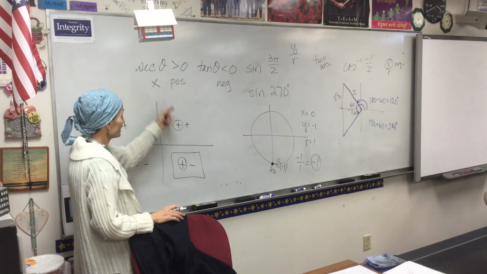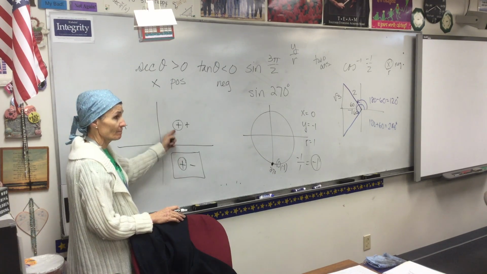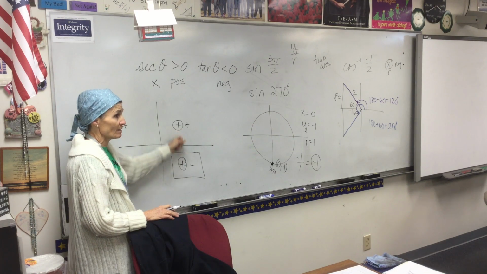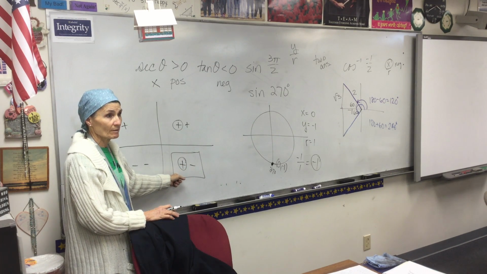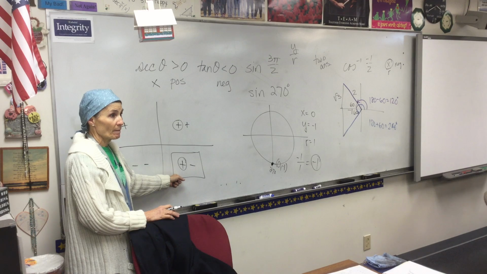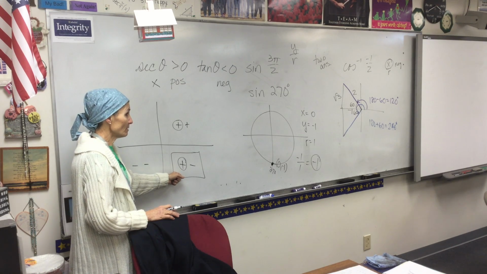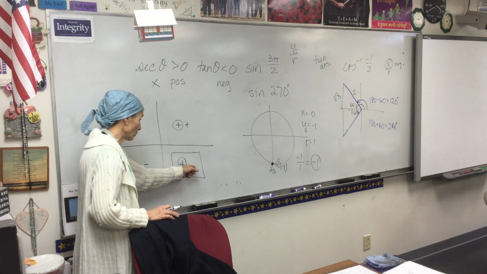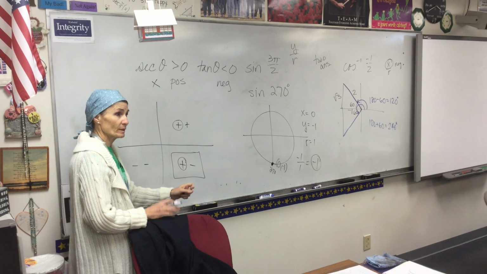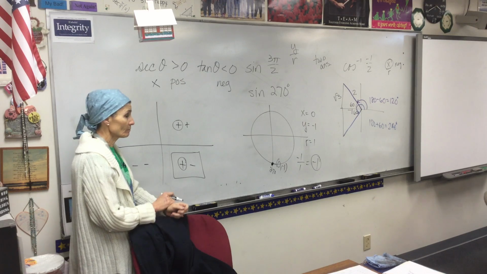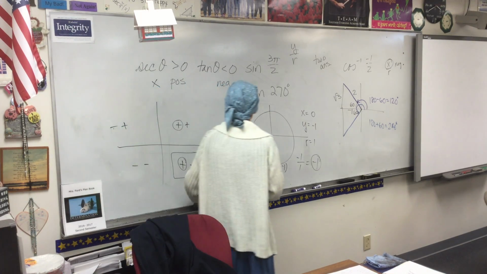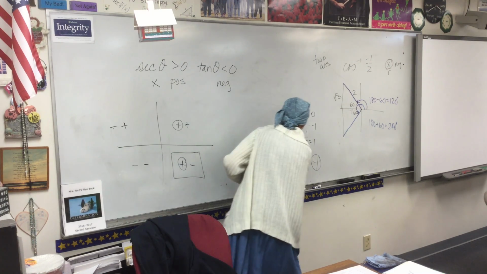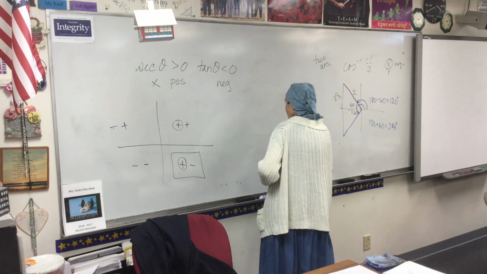Because if X is positive, I'm here or here. If something, I don't care what it is, if something is negative, I can't be here, so I must be here. By the way, the tangent would be negative here, because tangent is Y over X. And if you put Y over X, you would get a negative number. All right, let's do one more of those pretty fast.